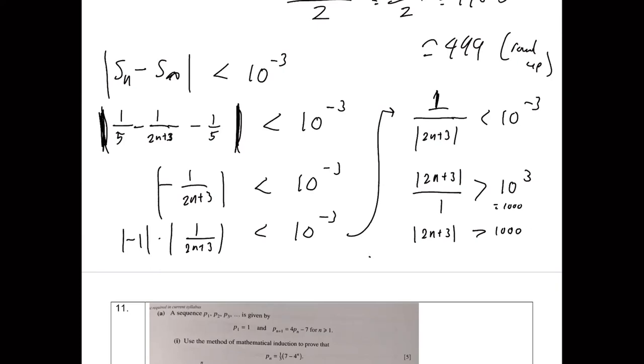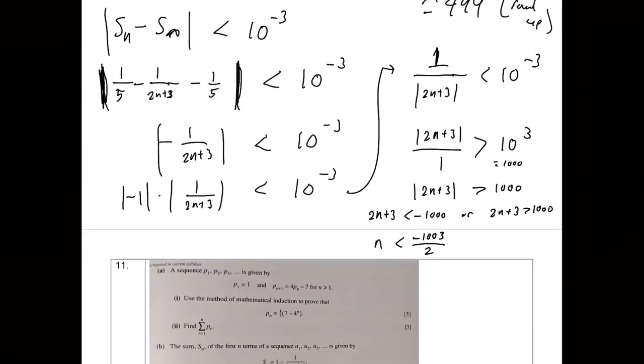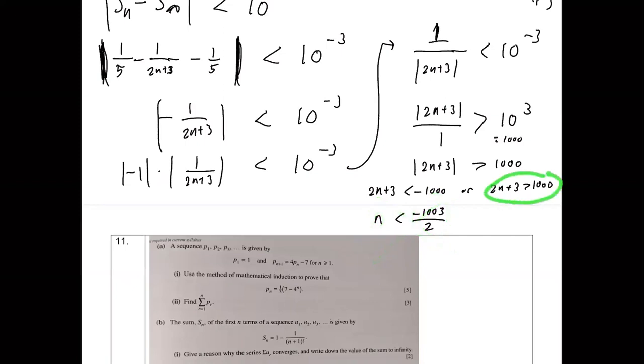That means that you actually need 2n plus 3 to be less than -1000, or 2n plus 3 to be more than +1000. Now, if 2n plus 3 is less than negative 1000, you solve for n, what will you get? You get negative 1003 divided by 2, which is definitely negative. n being negative does not satisfy the condition that it has to be a positive integer. So this is immediately ignored, rejected. You focus on 2n plus 3 more than 1000, which means n is more than 997 over 2.